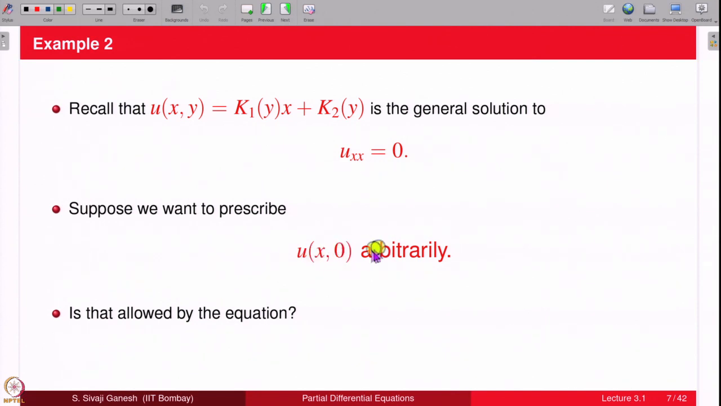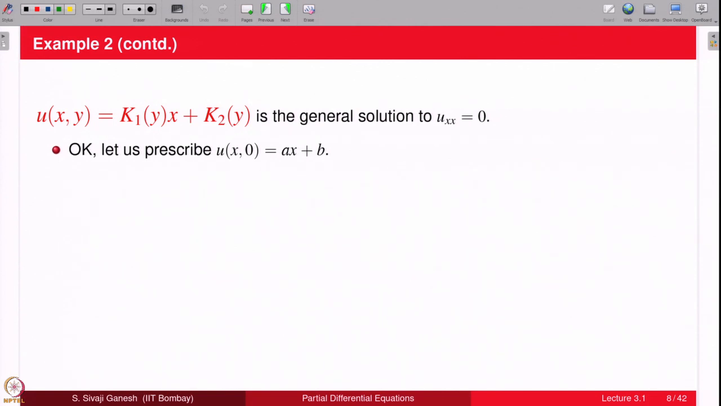So, what is u of x 0? When I put y equal to 0, I get k 1 0 times x plus k 2 0. So, it is not allowed by the equation, you cannot have arbitrary functions. u of x 0 must look like a x plus b for some real numbers a and b.